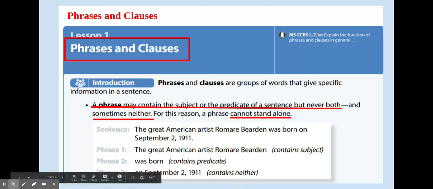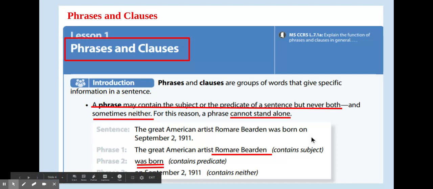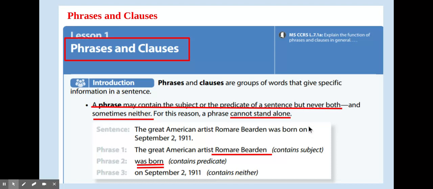It gives us our subject, and you're right, that is Romare Bearden. Remember, we underline our subject once. And what's our verb? It's even its own little phrase if we take it by itself. You're right, it's was born. We underline our verb twice. And then we do have a prepositional phrase, because we're going to break it down into that as well. We're going to open parentheses in front of the preposition on, and close after the object of our preposition, which is 1911. Now notice that phrase 1 contains our subject, phrase 2 contains our verb or our predicate, and phrase 3 has neither.